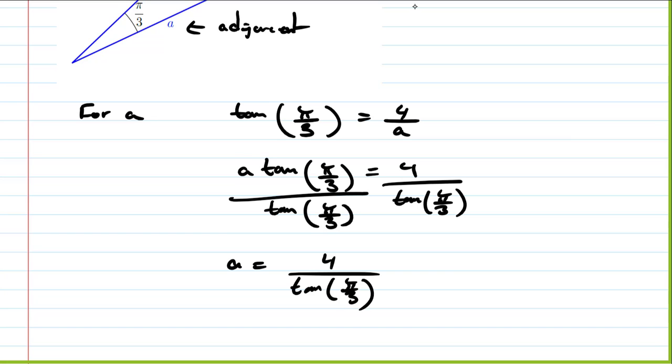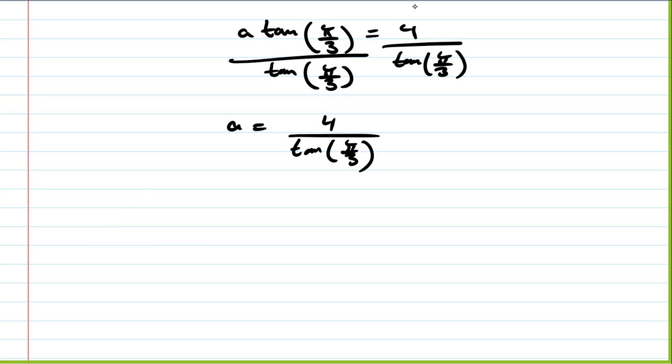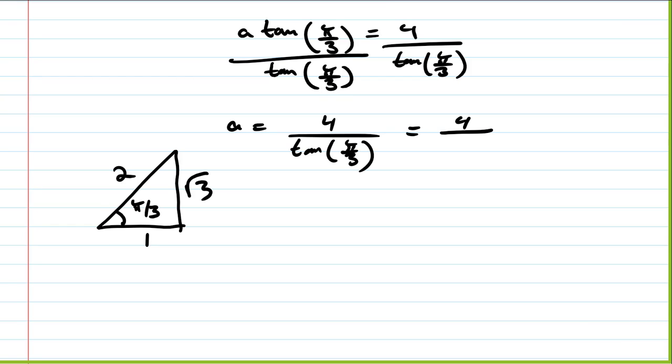So then we can calculate the tangent of pi over 3 by using one of our special triangles. So pi over 3 is going to be our 1, 2, square root of 3 triangle. So then that would give us 4, and tangent is opposite over adjacent, so square root of 3 over 1. So we would get 4 divided by square root of 3, or rationalizing, we would get 4 root 3 over 3.